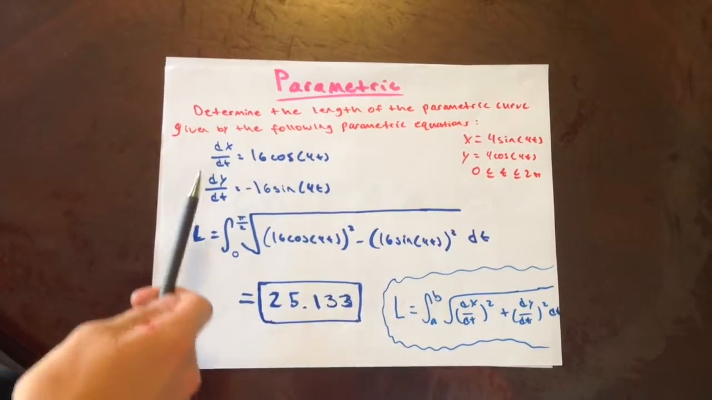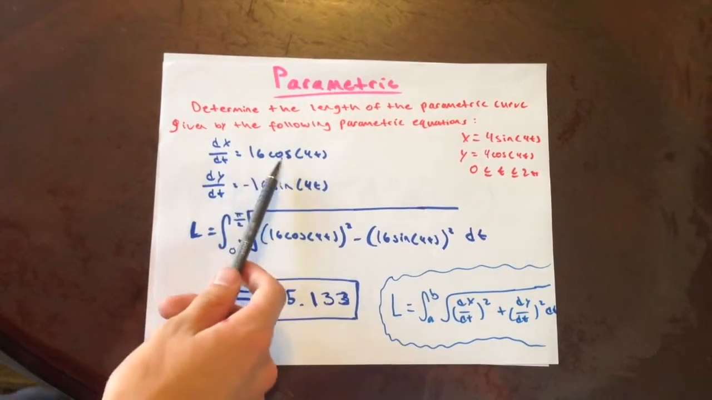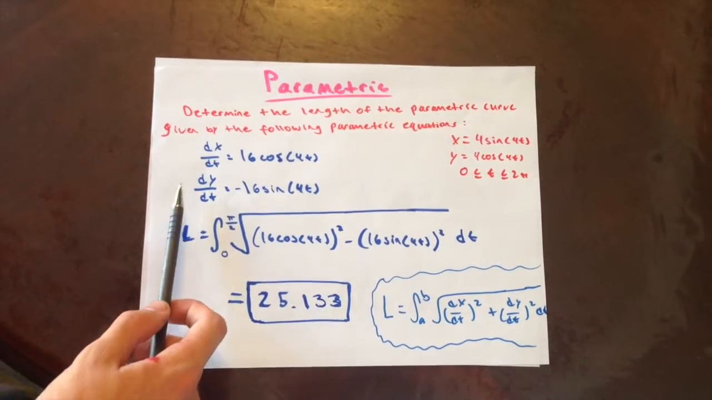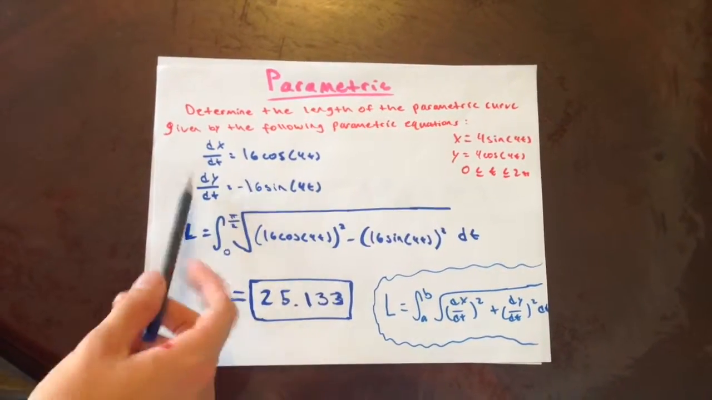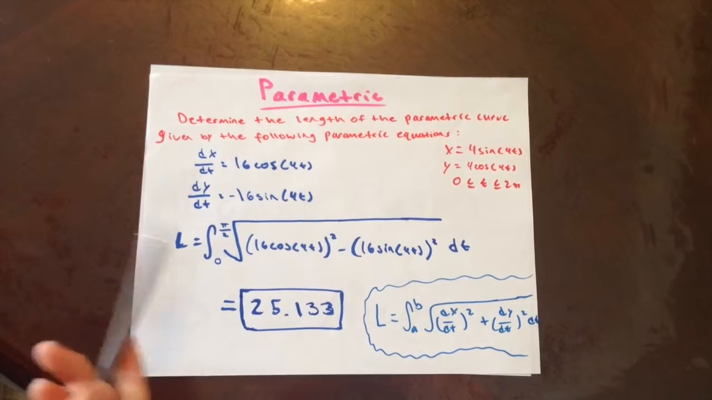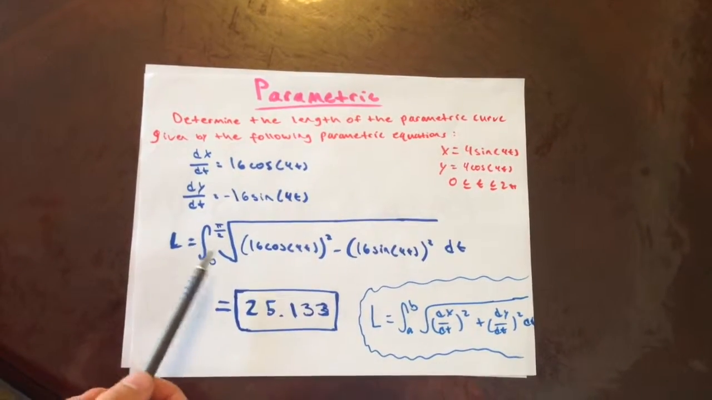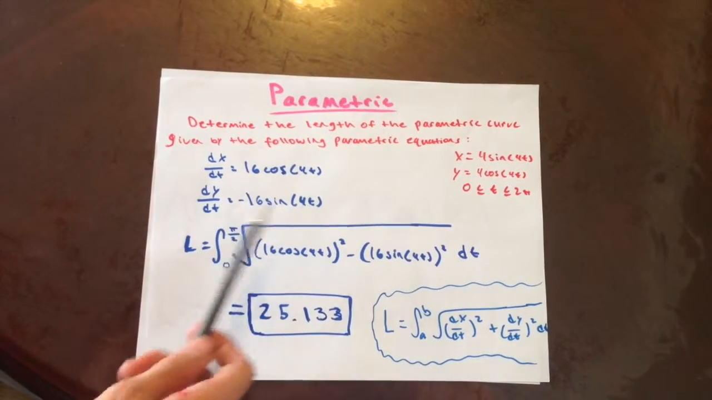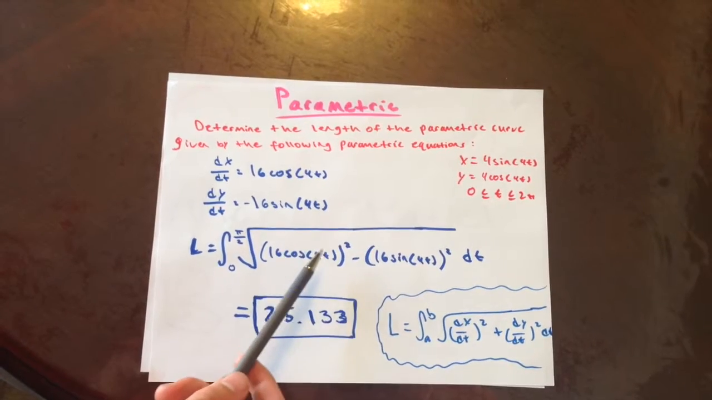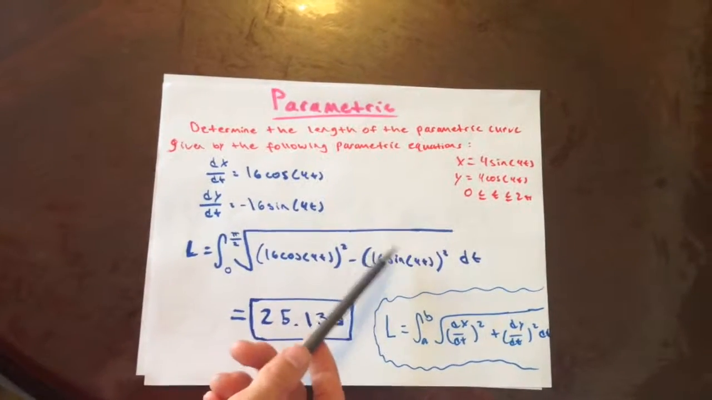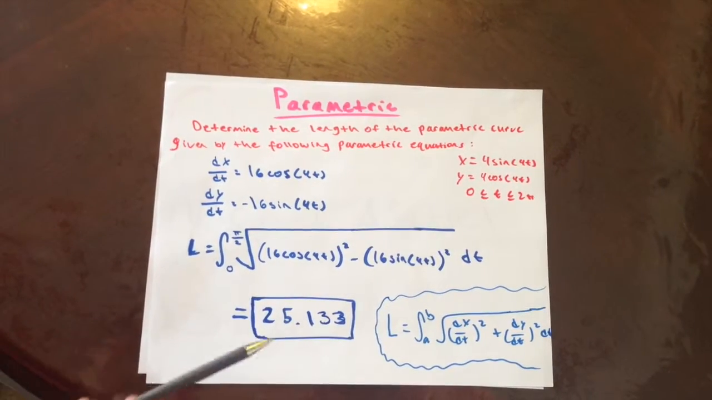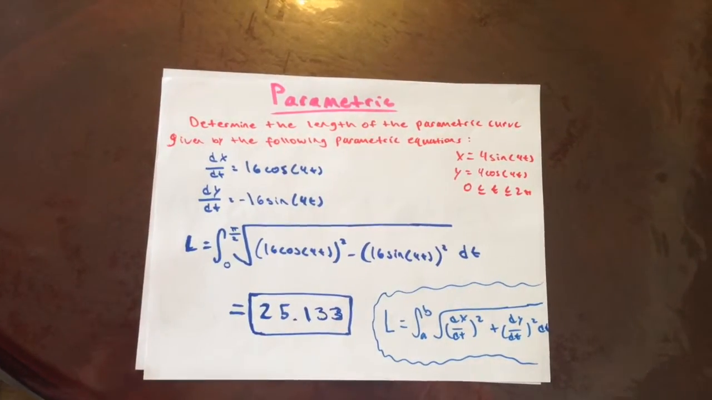So first we found dx/dt, which was 16 cosine 4t. Then we found dy/dt, which is negative 16 sine of 4t. Plugging this back into the equation, we integrated from 0 to pi over 2 of the square root of (16 cosine 4t) squared plus (negative 16 sine 4t) squared, dt. And we end up with 25.133.